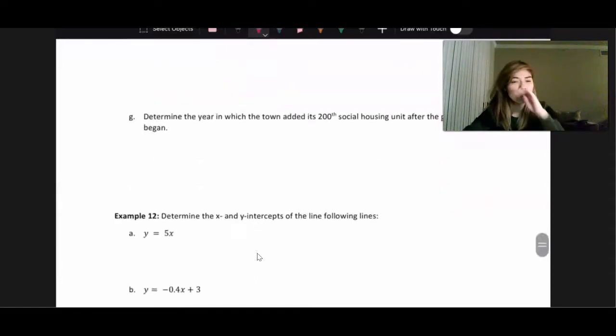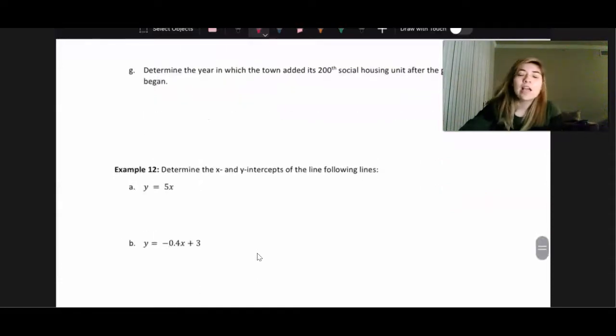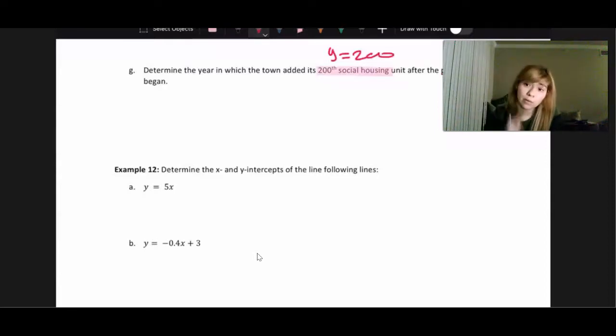Now part D is similar, but slightly different. In this case, they want you to find the year given the social housing units. So you know the output, and you need to find the input, how many years it took to get there. So 200 housing units. I know my output is 200, and I want to figure out what my input was. 200 equals 16x plus 50.